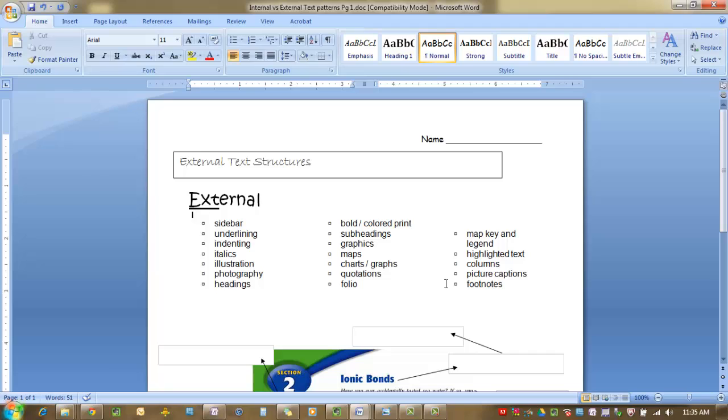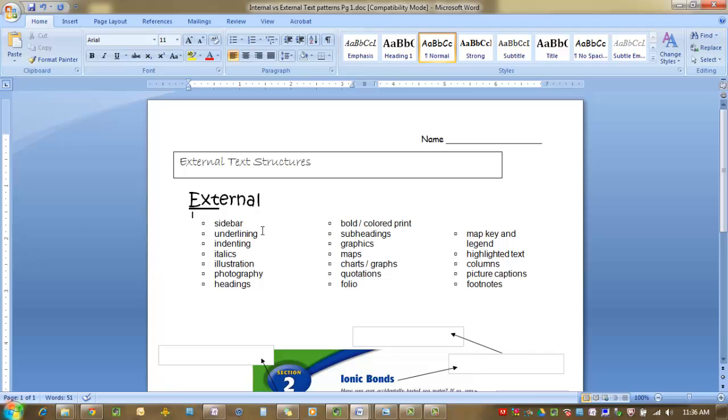So right here at the top of this, we have a list of external text structures. These are the text structures that you will be responsible for. You may see them on a test in class, and they may show up on the SOL. So I want you to make sure you know all of these. I'm first going to read through them. A lot of these you know, but some may be unfamiliar to you.